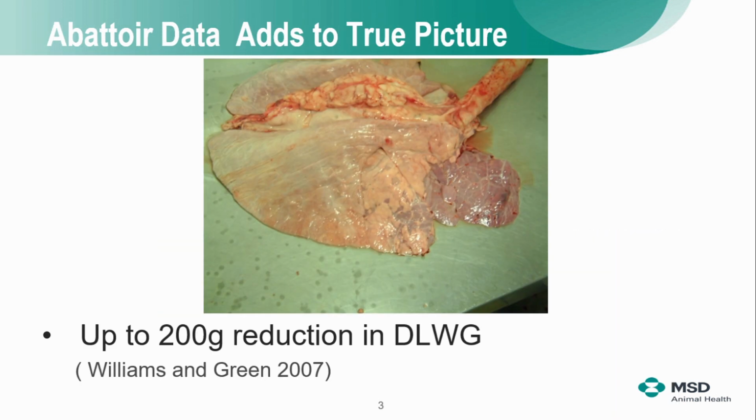And certainly one of those might be the use of abattoir data, because in many instances it's relatively easy to get hold of at a low cost. And this was just results from a study that I did back in 2007 with bull beef animals that were slaughtered at 14 to 15 months of age. And what we found in this study is the animals that had the most severe lung damage actually had a reduction in their daily live weight gain by 200 grams over the animal's whole lifetime rearing period. So a significant reduction in their performance.